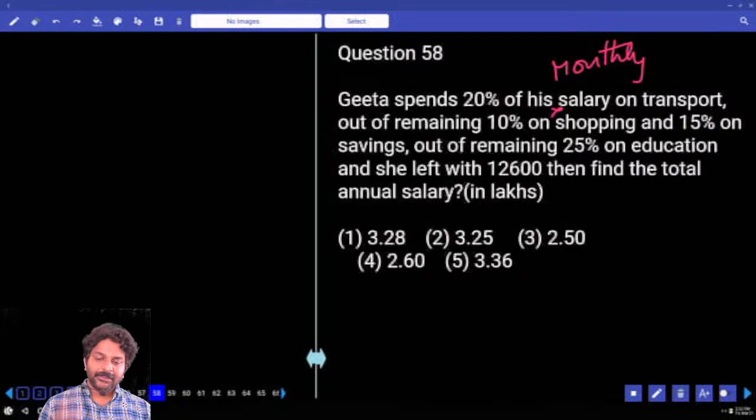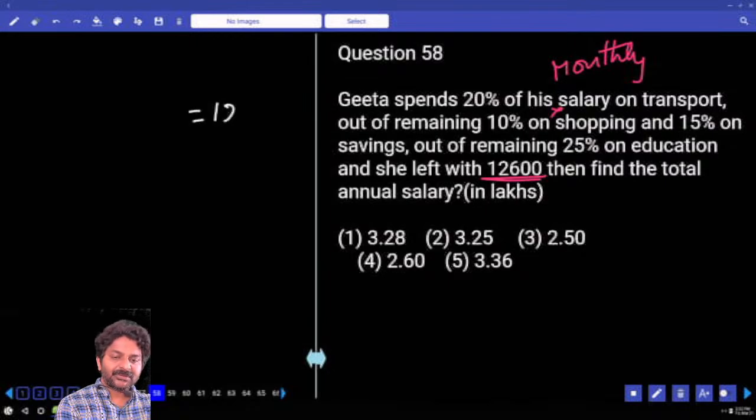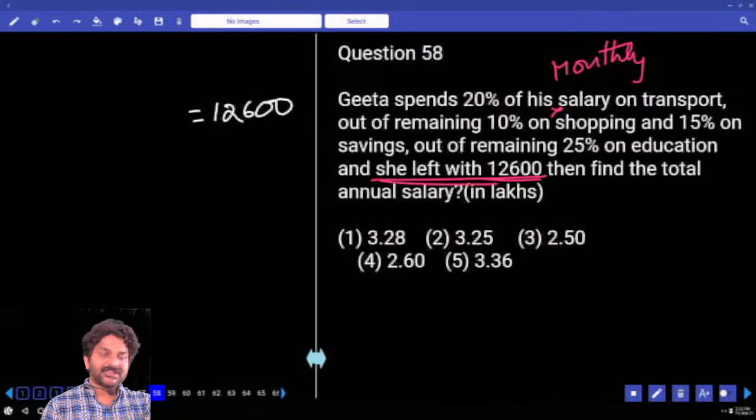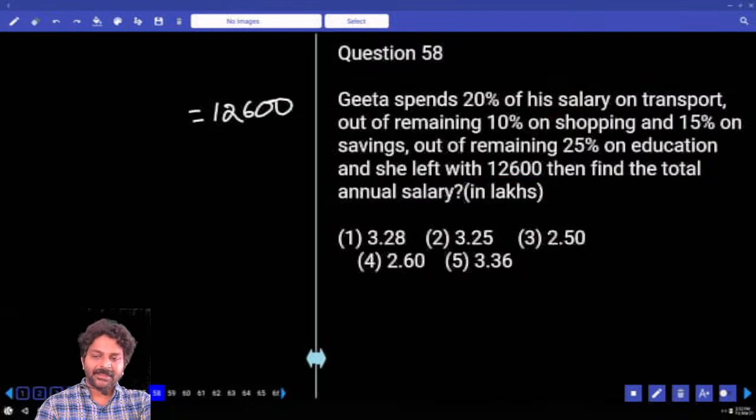Right. So finally we were asked to calculate yearly salary, annual salary, right? So now using this number only we can answer the question, which is 12,600. What is 12,600? She is left with, that is the remaining leftover value. Agreed? Right from the beginning, let's start. Geeta spends 20% on transport.